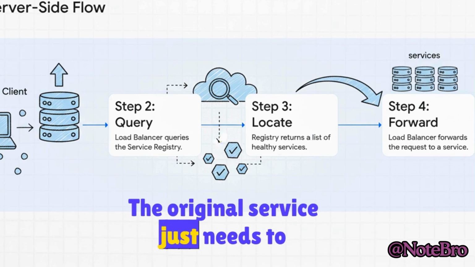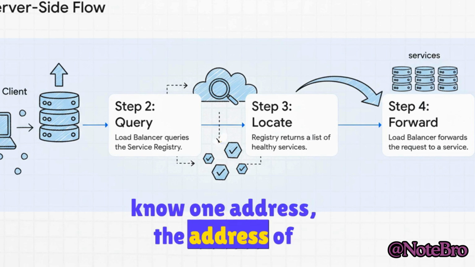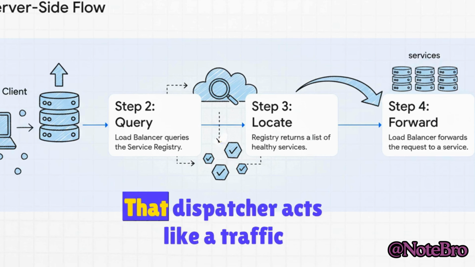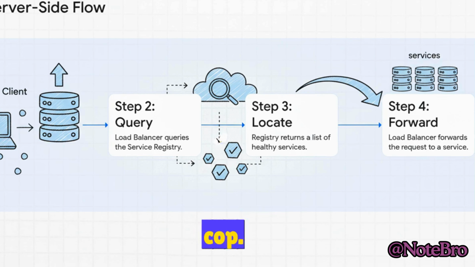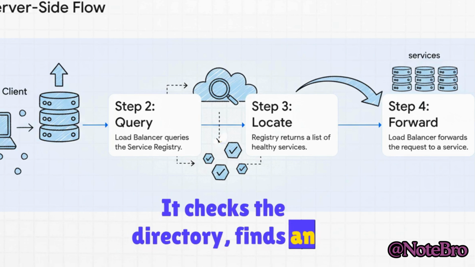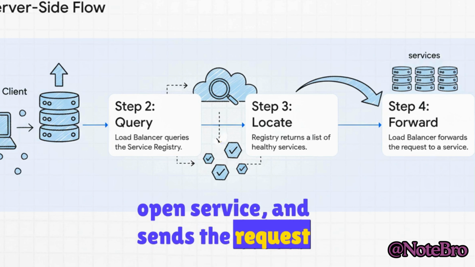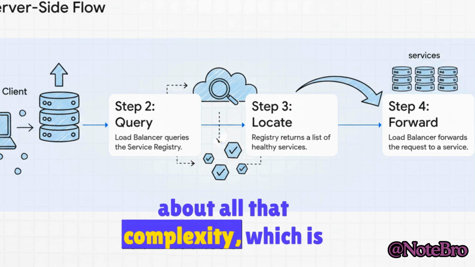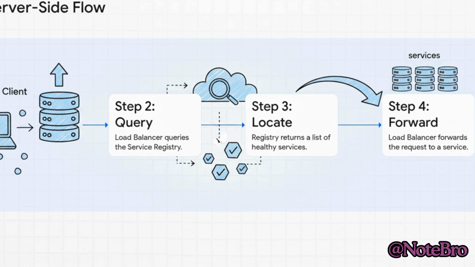The original service just needs to know one address, the address of the central dispatcher, which we call a load balancer. That dispatcher acts like a traffic cop. It checks the directory, finds an open service, and sends the request on its way. The original client is totally clueless about all that complexity, which is exactly what you want.